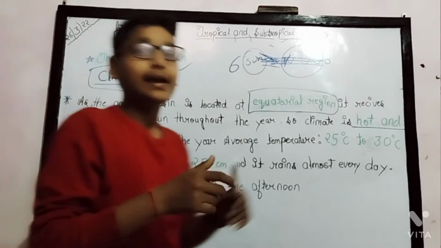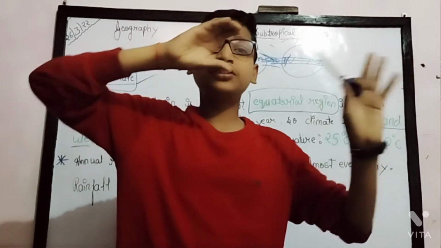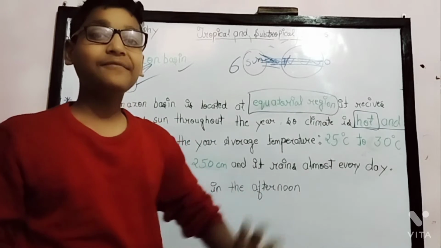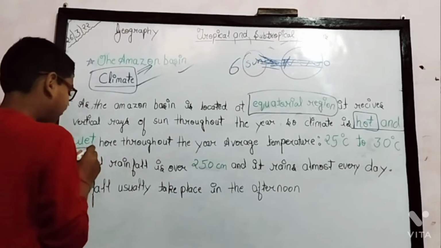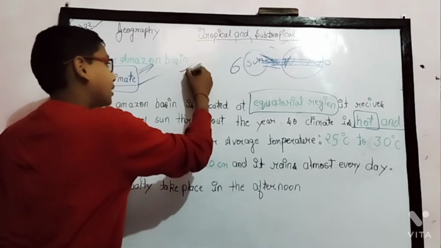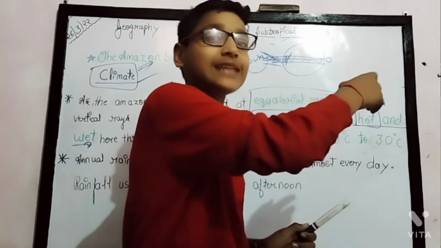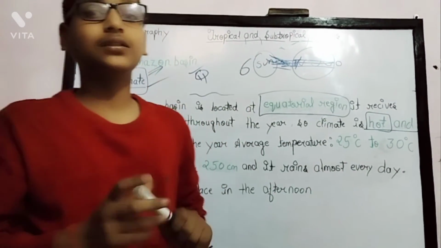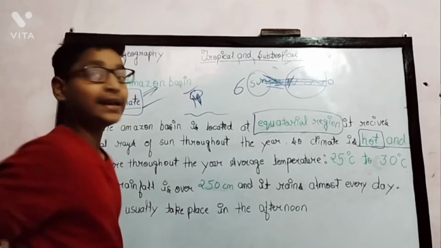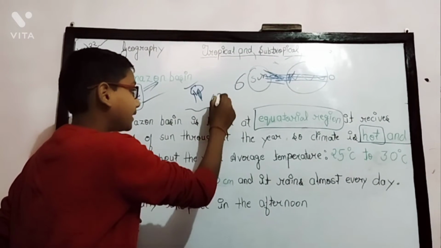Suppose you will say that if it is getting the sun rays directly, then it is hot. You may understand why it is hot, but you will ask how it is hot and wet. I will explain how the climate there is wet. As I have told you in the previous video, on the east the Amazon Basin is bounded by the Atlantic Ocean. So when the sun rays directly fall on it, the more the heat, the more the water will evaporate.